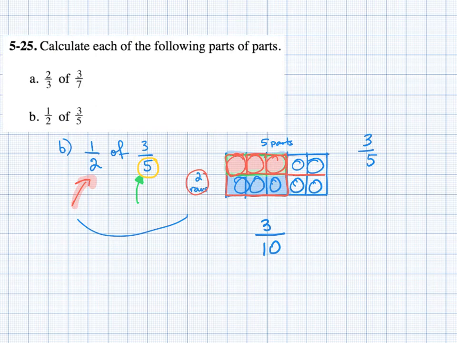Now, if we were going to record it without the diagram, we have 1/2 of, which means times 3/5. So we can see how we got the 3: we multiply 1 times 3, that's the 3, and then 2 times 5, that is the 10. But remember, the diagram shows understanding. So go ahead and try letter A on your own.